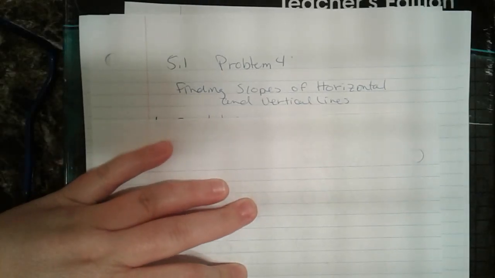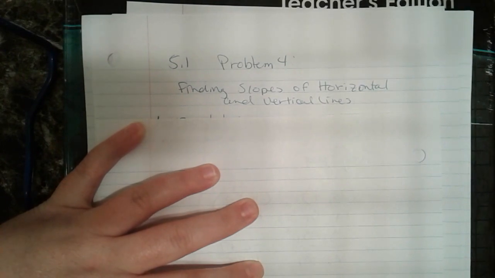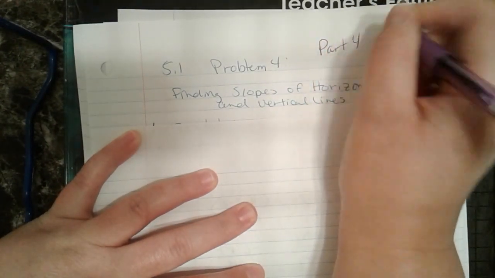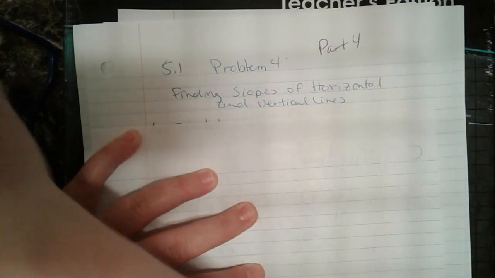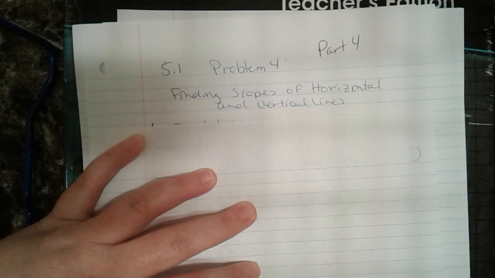Algebra B students, this is going to be part 4 of chapter 5.1. And what we're doing is we're finding the slope of horizontal and vertical lines.